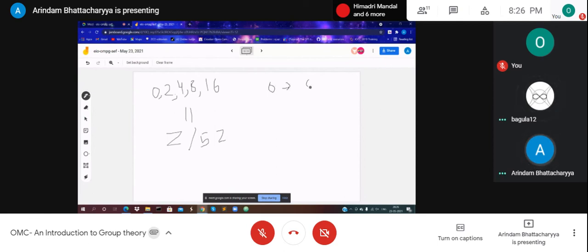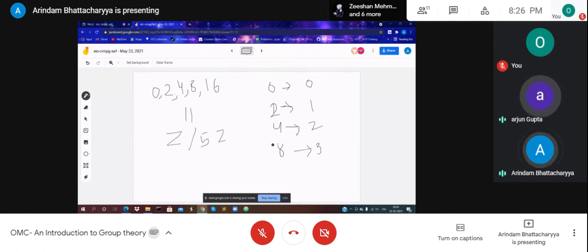You send 0 to 0, 1 to 1. I mean, sorry, not 1, 2 to 2. So you are talking about isomorphism. So you are claiming that any group with order n is isomorphic with Z by nZ. If the order is finite, yes. Order must be finite.